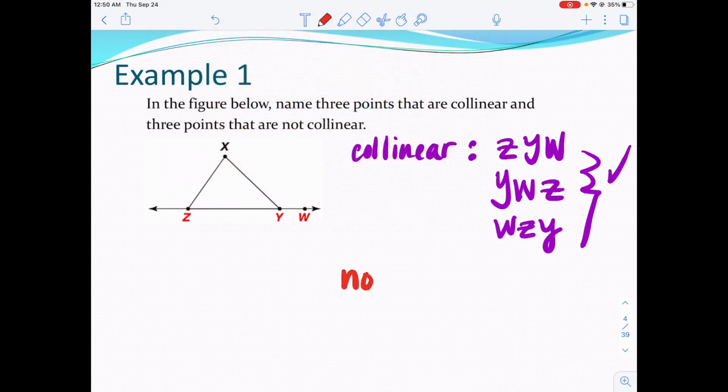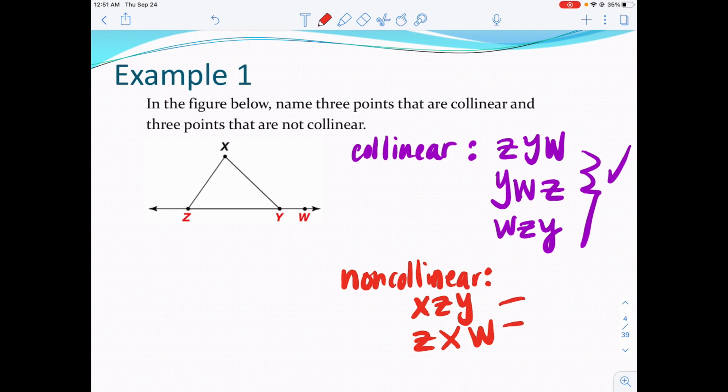So let's write non-collinear now. You actually have more than a couple of options. We can write down X, Z, Y as one option, and a second option could be Z, X, W. You notice that these two examples have different letters. Both of these are acceptable and right because they're non-collinear, which means that they're not on the same line.